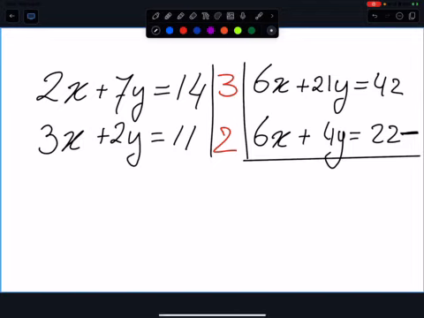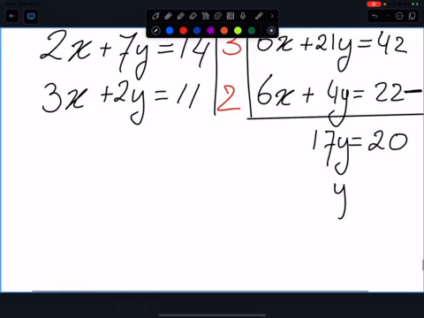When I subtract 6x from 6x, 0. So what am I left with? 21y subtract 4y equals 17y. And then 42 minus 22 equals 20. So 17 multiplied by something equals 20. y equals 20 divided by 17.